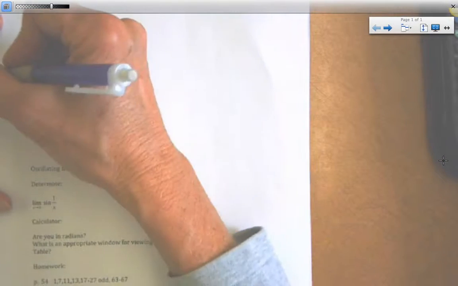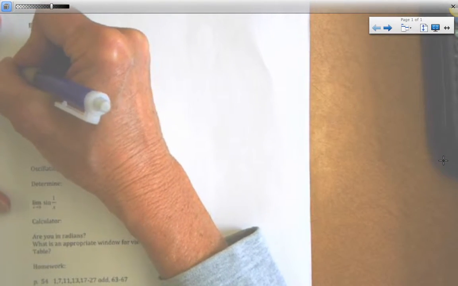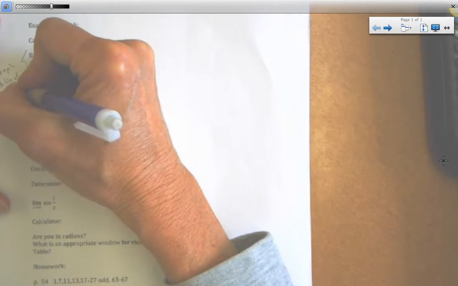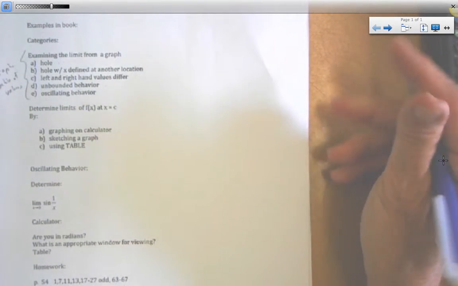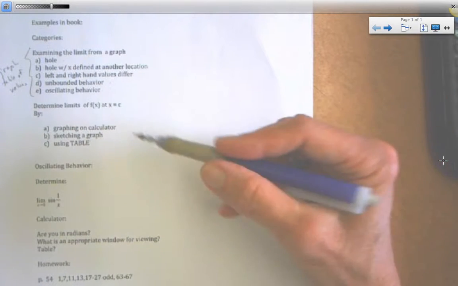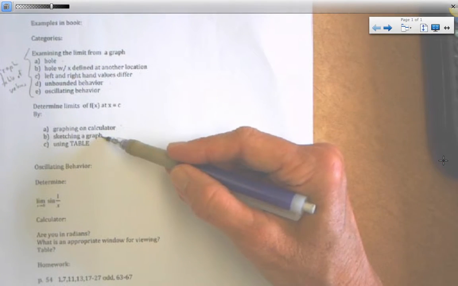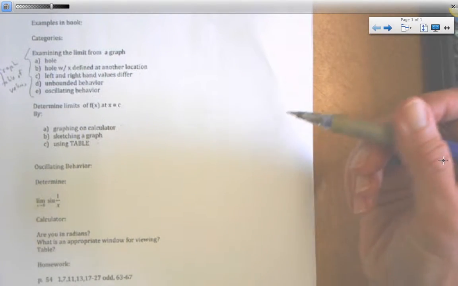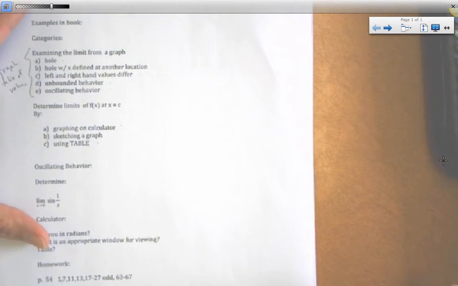So we're going to look at either the graph or we're going to look at a table of values, whichever one seems to be the easiest for us to determine the limits. So we can graph on the calculator, we can sketch our own graph, or we can use a table. All right. Well, let's look at example 1.